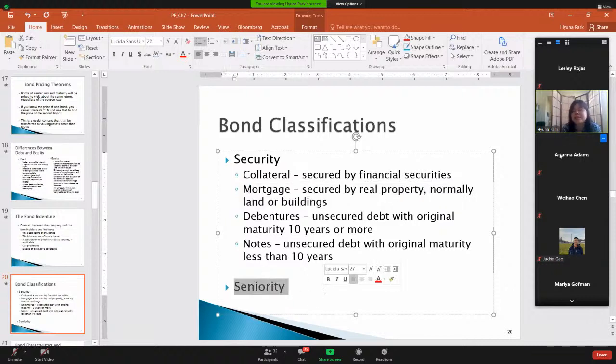Similarly, there are also seniorities. Some bonds are paid before others, so that's called the senior bonds. Some bonds are paid after other bondholders. Those bonds are called subordinated bonds. So seniority: senior bonds versus subordinated bonds.